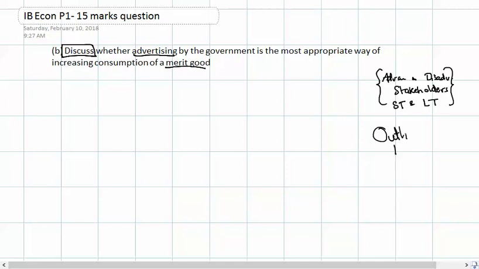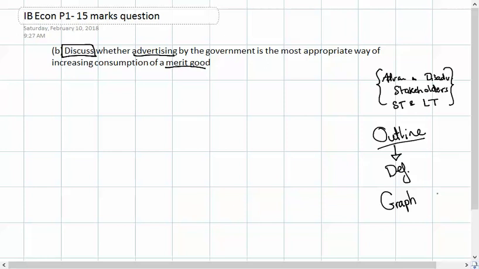So here is the outline of what you would do for the 15 marks question. You would start with the definitions of key terms. Second thing you would do is draw the graph for whatever the question is asking. In this case, we're going to be talking about advertising. Now, in a 15 marks question, you tend to draw two graphs. You tend to compare two things or state two effects. Or in this case, even though it's not mentioned, you are going to state two policies of the government and compare their advantages and disadvantages.